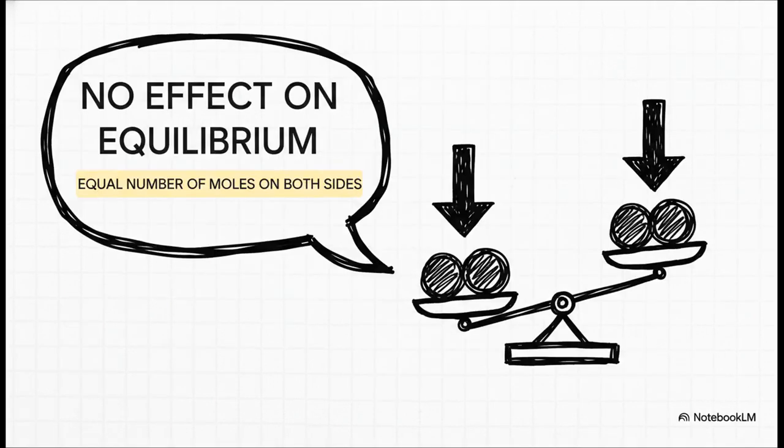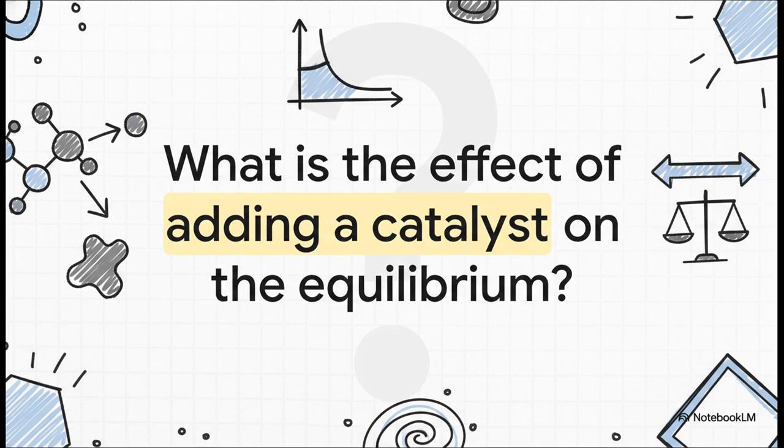And the mark scheme shows this is a 2-part answer for 2 marks. First, you get a point for just saying there's no effect. But the second and most important point is for explaining why. You have 2 moles of gas on the left and 1 + 1, 2 moles on the right. Since both sides take up the same amount of space, increasing the pressure doesn't favor one side over the other, so nothing changes.